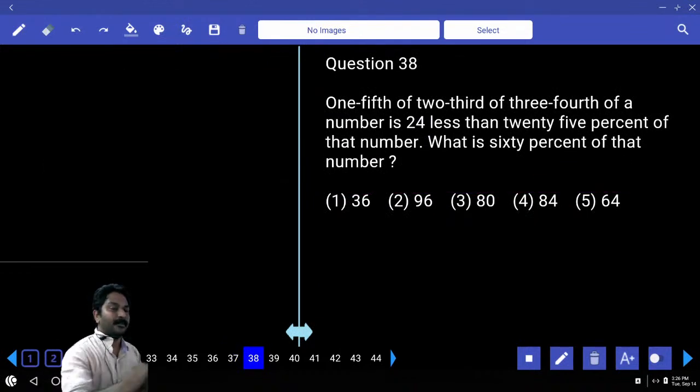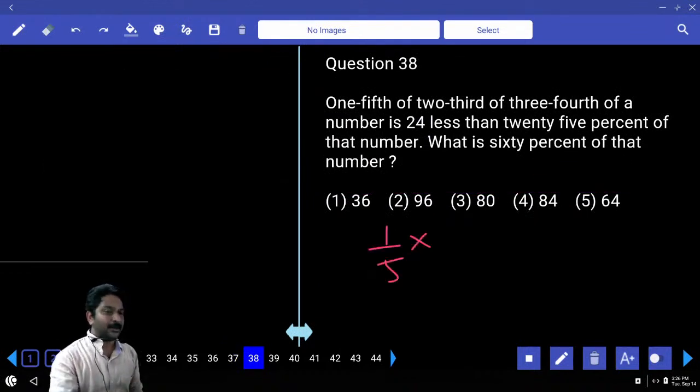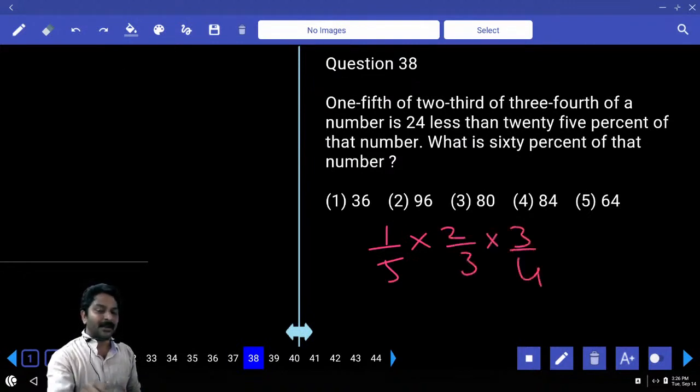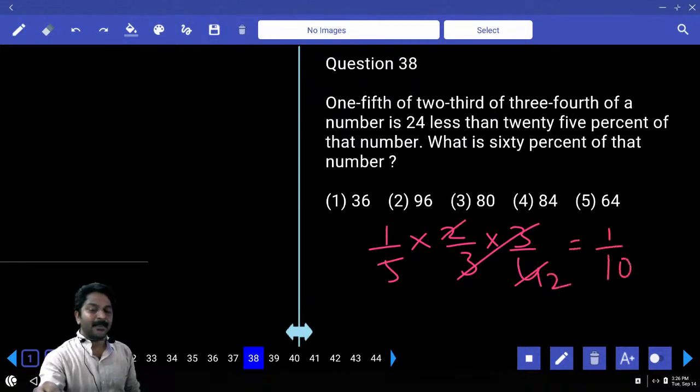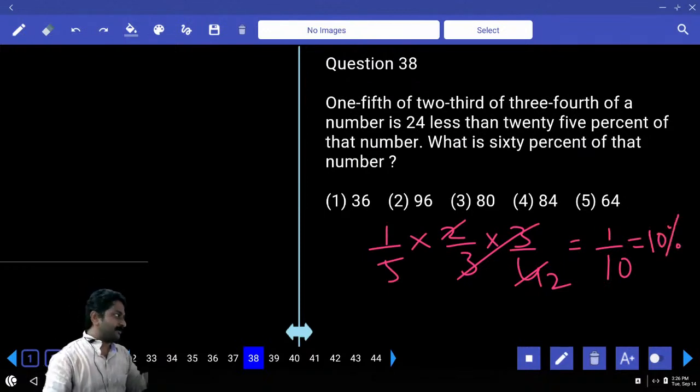1/5 of, in the sense into, 2/3 of 3/4 of a number. 3 and 3 get cancelled. 2 times 5 is 10, that is 1/10 only. In terms of percentage, can I treat it as 10%? For easy simplification purpose, I am taking it like this.